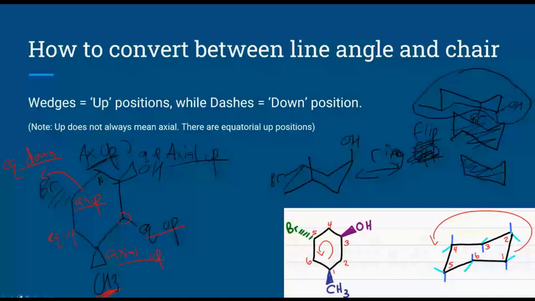Okay, let me erase. So this is sort of how the ring flip will look like, where the directionality is the same, but we've just swapped the axial and equatorial positions. Does anyone else have any other questions before I move on? I'm looking at the chat right now.